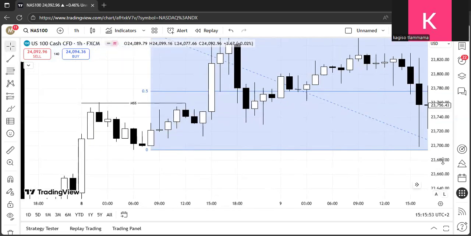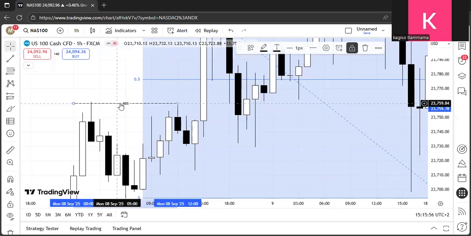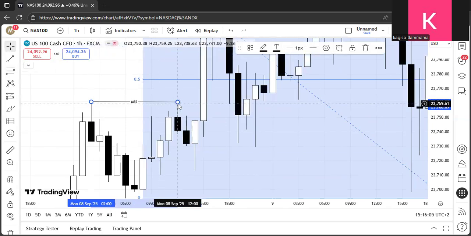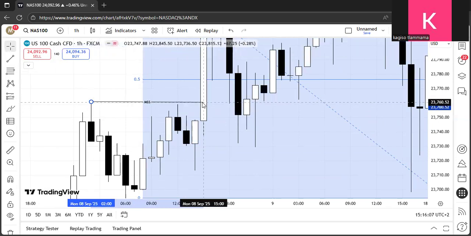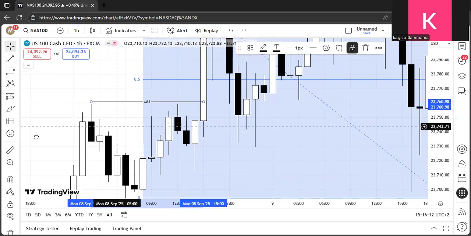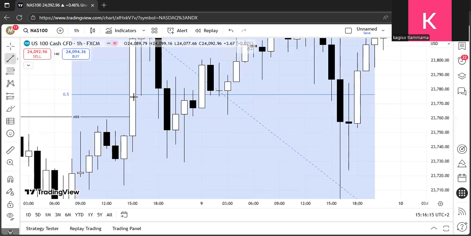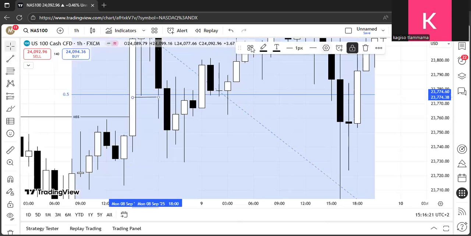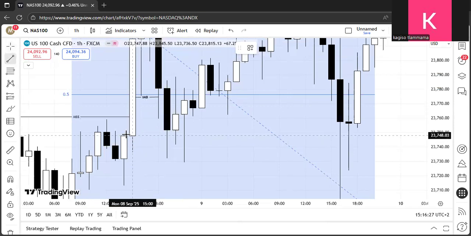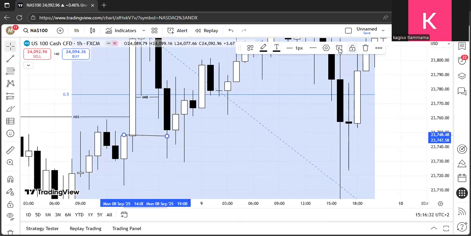Okay, here we are on the 1 hour time frame. And then let me fix this. Okay, here we go. And then as our discount, we have our imbalance right here. And then let's mark our imbalance. Then we get our order block right here.